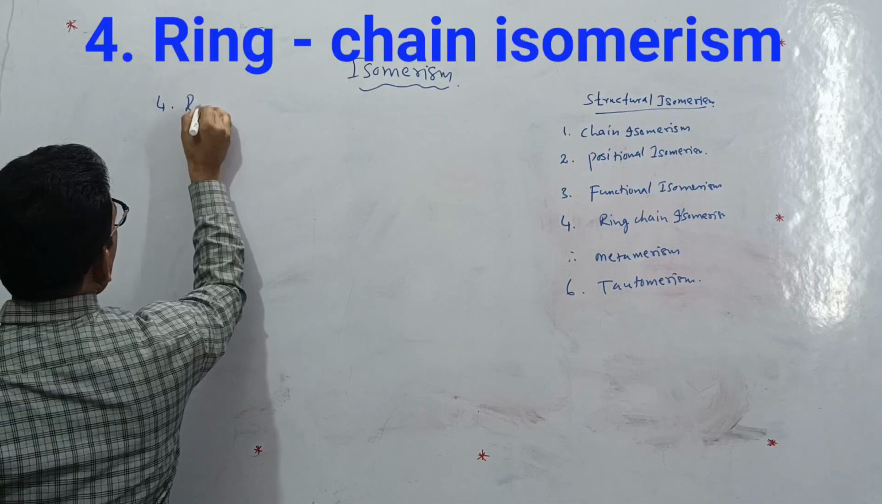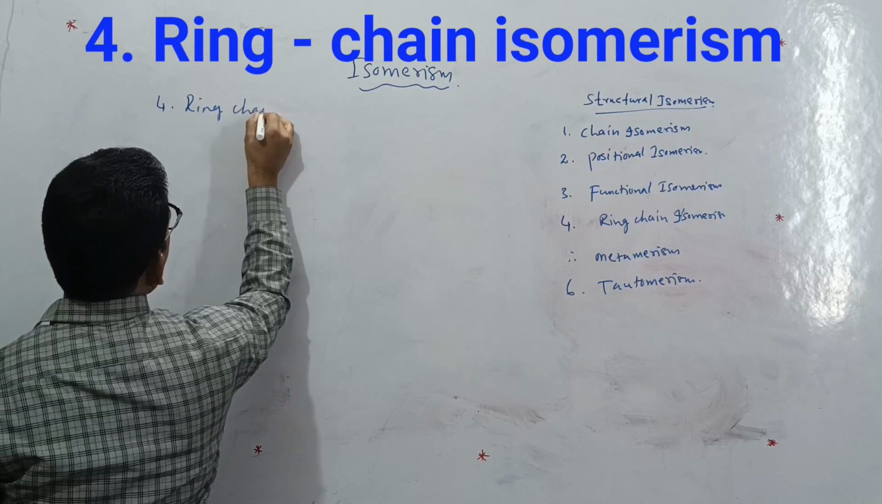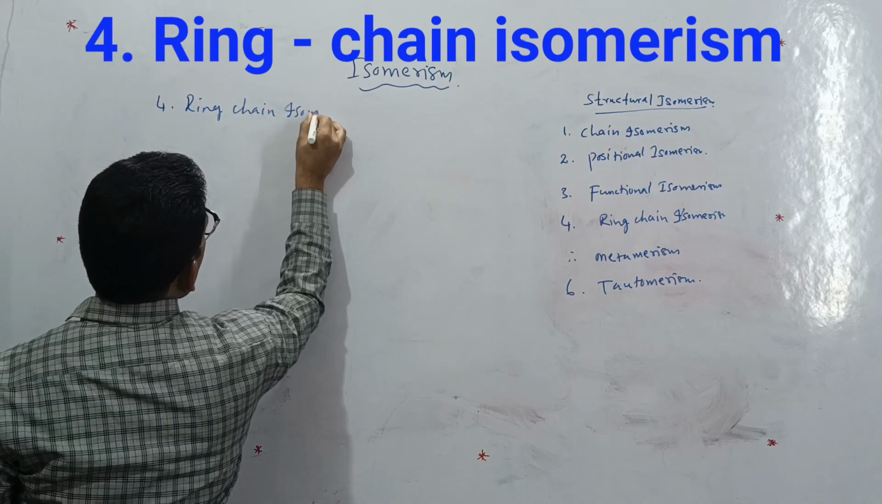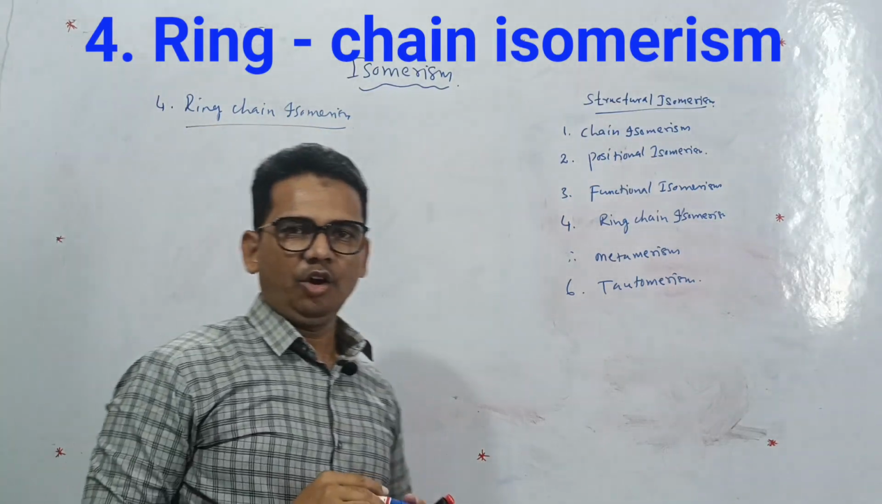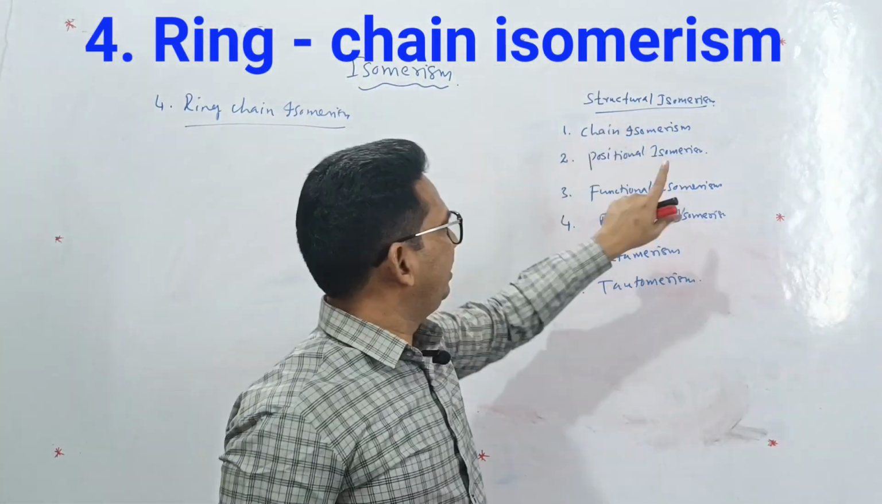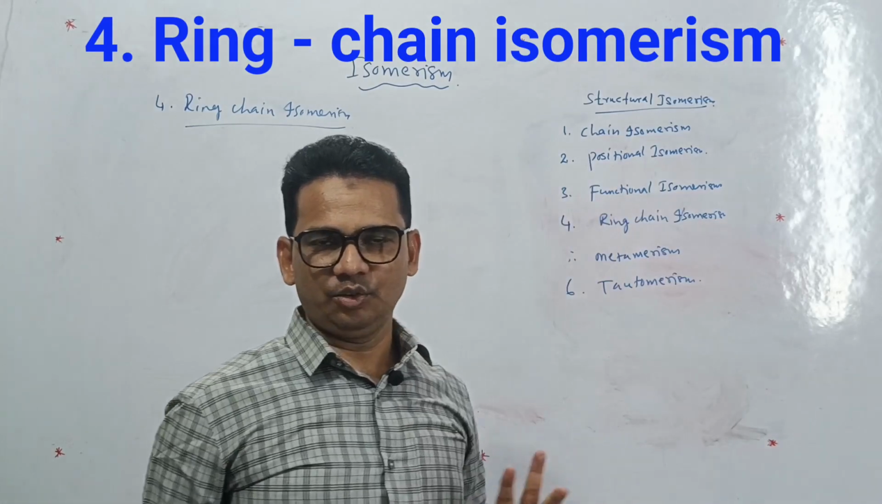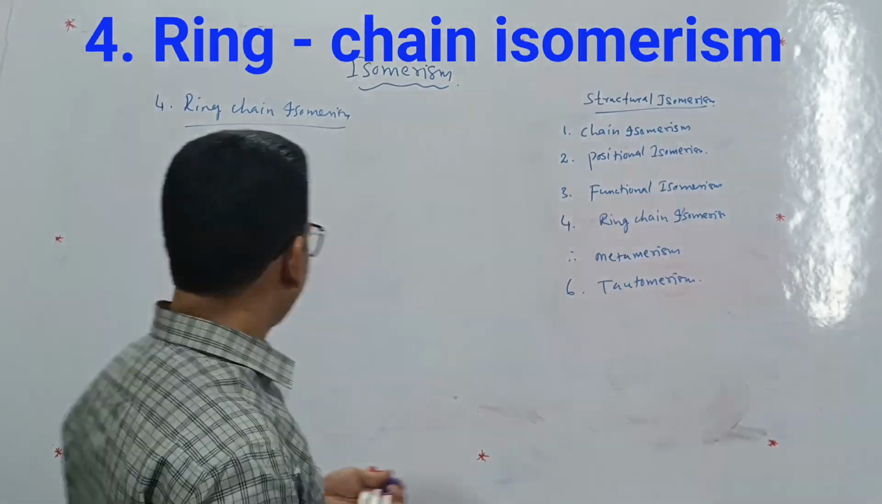Now the fourth one is ring chain isomerism. I hope you understood these three: chain, positional and functional. Don't get confused. Okay.